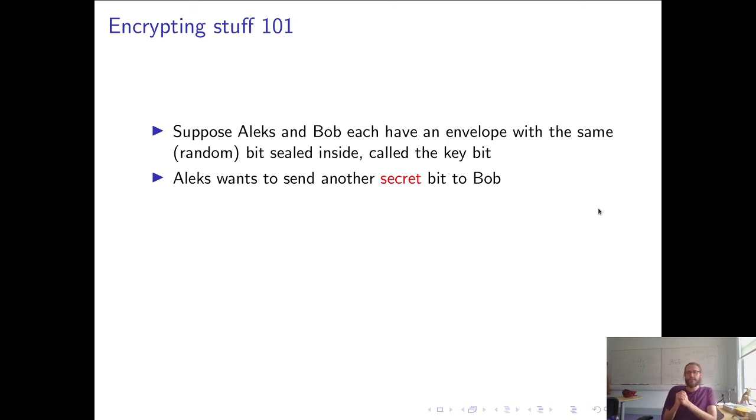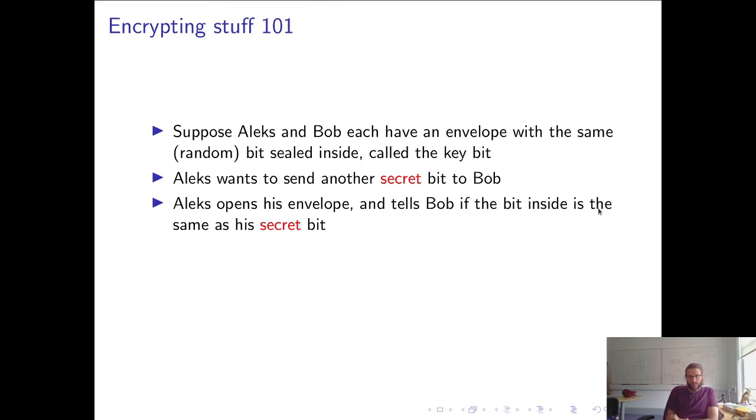And I want to send another secret bit to Bob. So I want to take my bit, encrypt it and send it to Bob. Well, how do I do this? I open my envelope and I look at the bit that's inside and I look at my bit and I'm going to tell Bob if these are the same. I'll just tell him yes or no. They're the same or they're not the same.